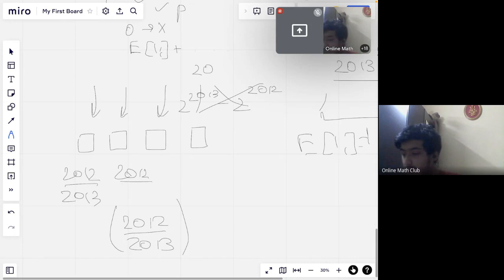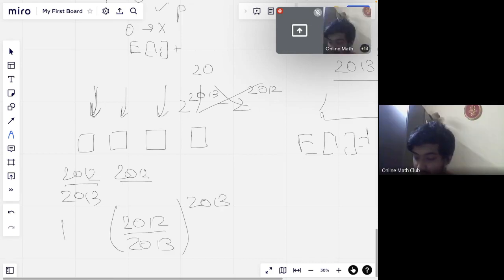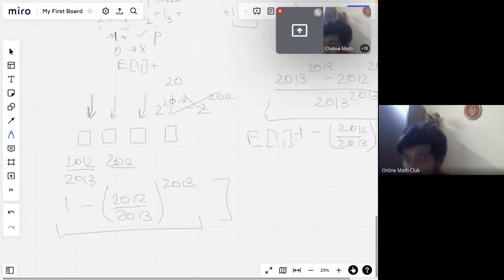Sure. So I'm basically saying we're trying to calculate the number of ways in which 1 is not there in the set, or is there, which amounts to the same thing. You can subtract from 1. The probability that 1 is not in the first one is 2012 by 2013, the second one 2012 by 2013, and so on, so totally it's 2012 by 2013, the whole power 2013. So 1 minus this is the probability that 1 is in the set, or in other words, that I1 is equal to 1.